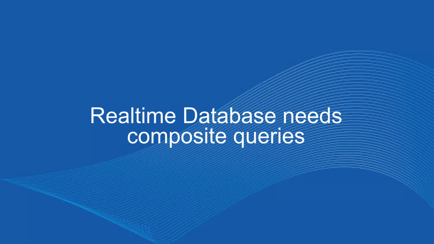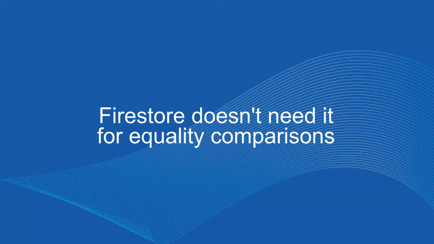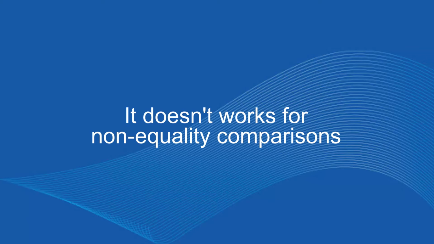The previous real-time database couldn't deal with multiple queries unless you used a field containing both values. Firestore can deal with it using the zigzag merge join. It works well for multiple equality comparisons, but you still have to use composite indexes when it comes to non-equality comparisons.